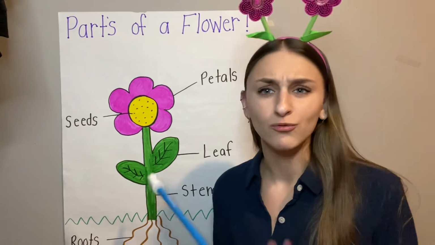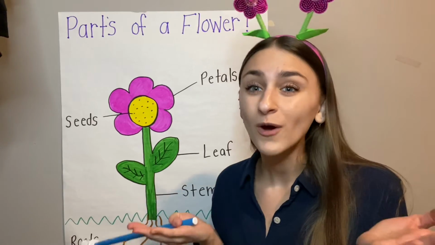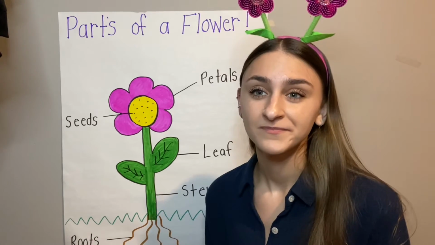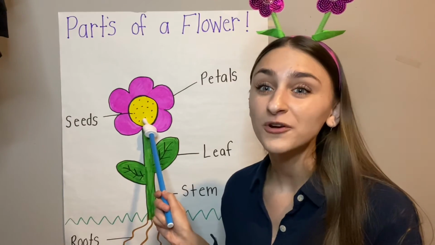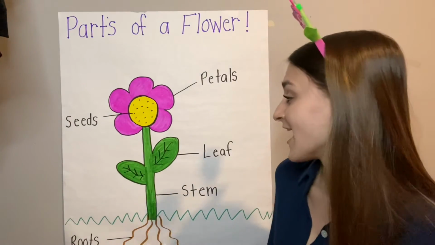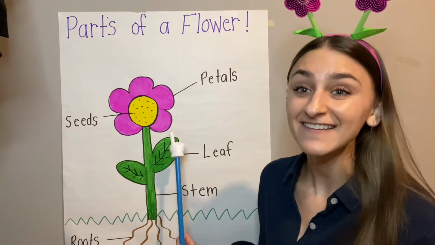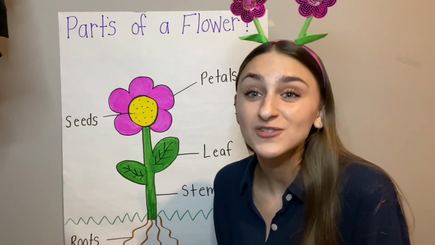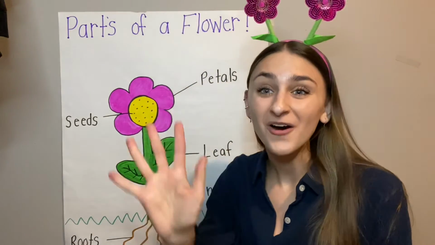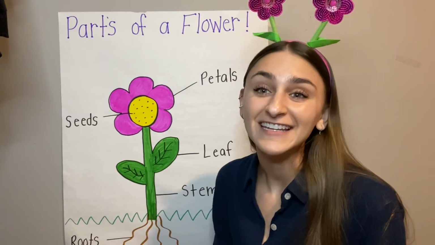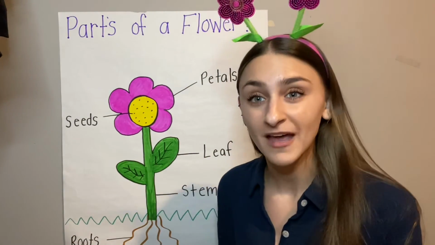Do you know how to grow a flower? What do you have to do? We have to plant these seeds in the ground, and in order for them to grow their roots and their stem and their leaves and their petals, what do we have to do to the seeds? We have to water them, right? Water them so they grow, and they need sunlight, right? So we're going to talk about that throughout the week.